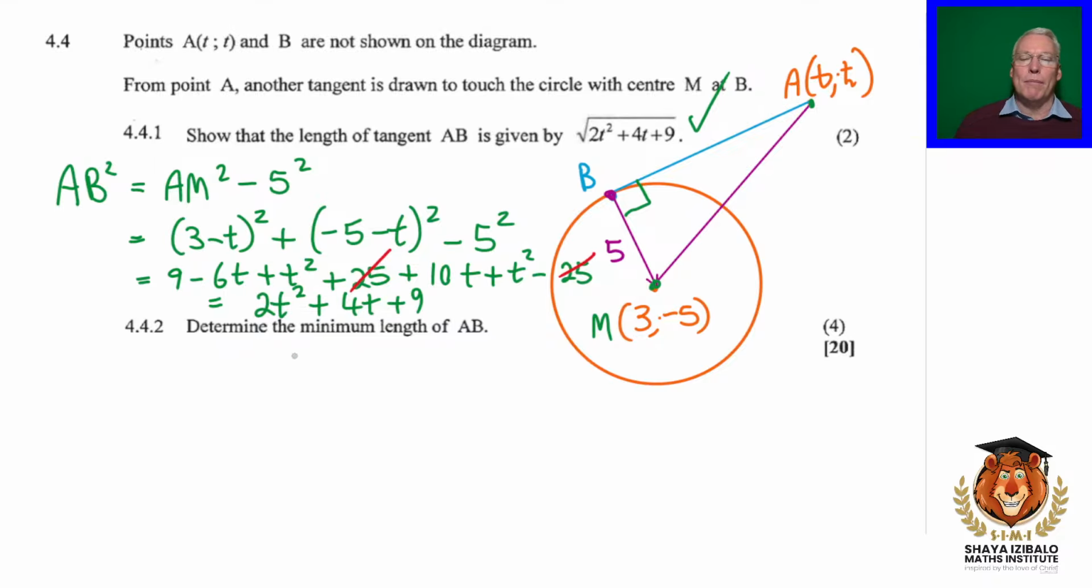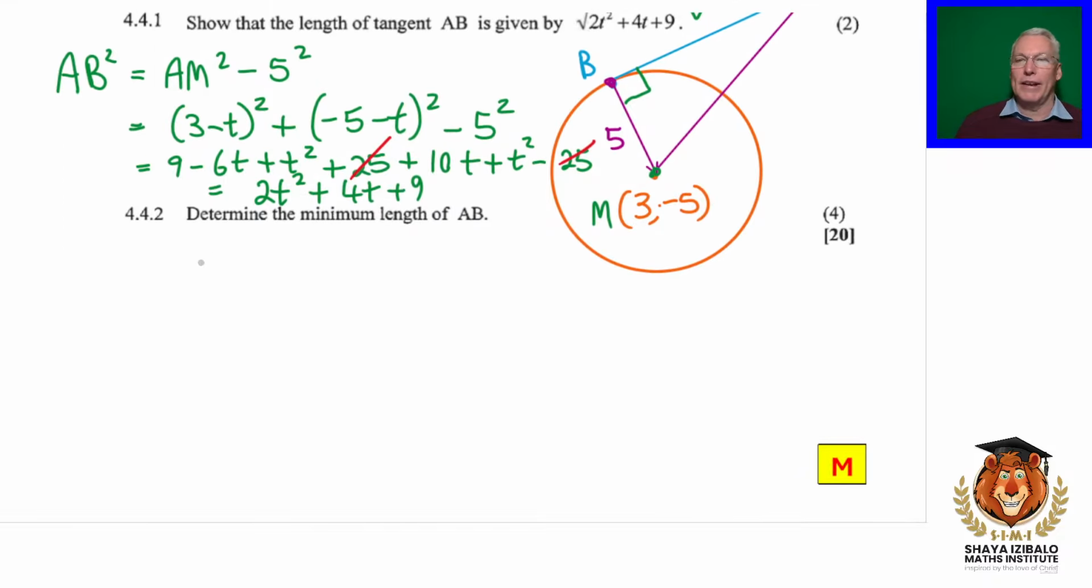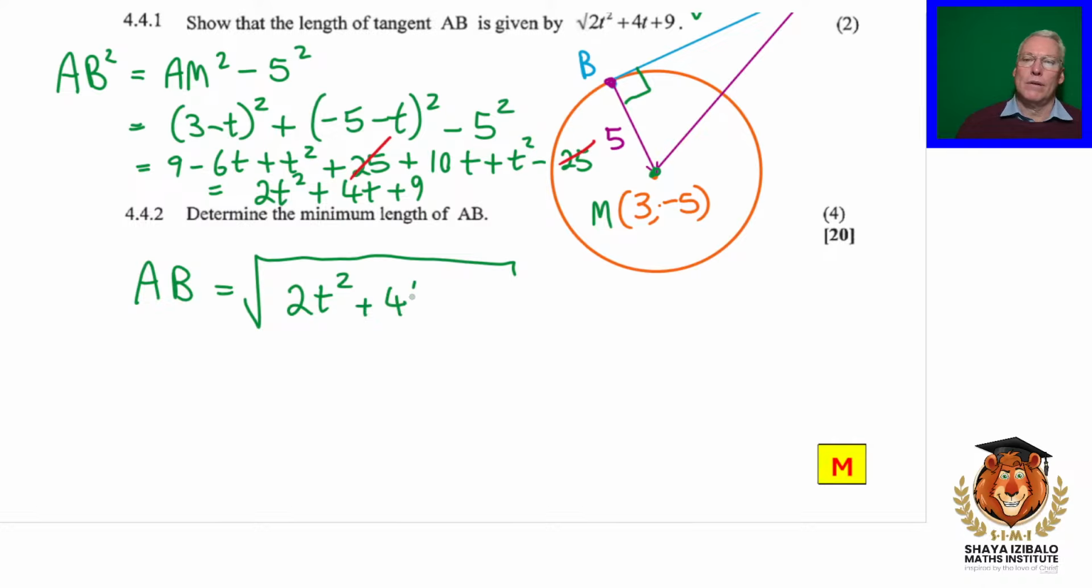Then it says determine the minimum length of AB, and this is actually quite nice, all right, because what we've got is AB is the square root of 2T squared plus 4T plus 9. Okay, and we want to make this here as small as possible. Okay, there are two ways of doing this.